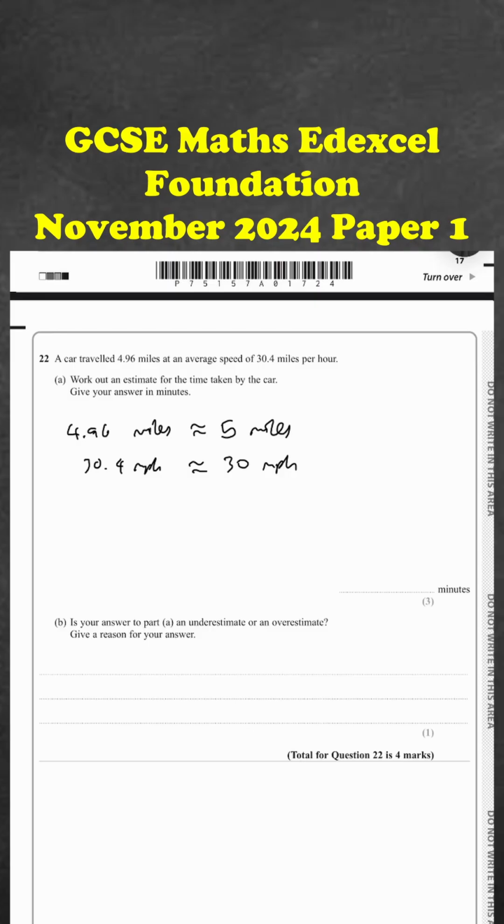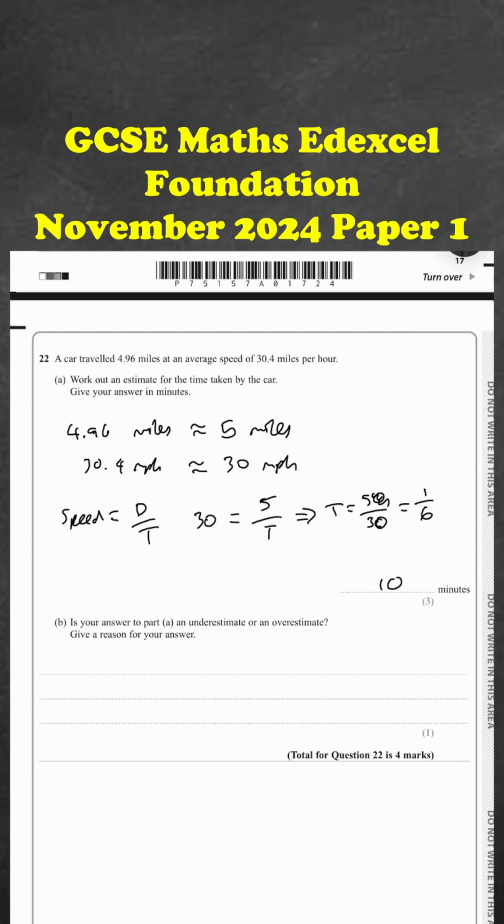So since we're estimating, it did 5 miles at an average speed of 30 miles per hour. Speed equals distance over time. We have the speed, which is 30. Distance is 5. The time, I'll just rearrange this equation to get t equals 5 over 30, or 1/6 of an hour, which is 10 minutes, approximately.